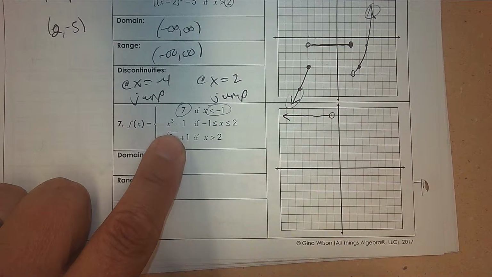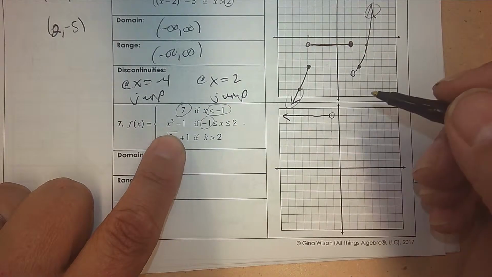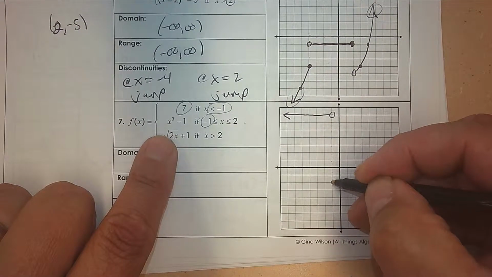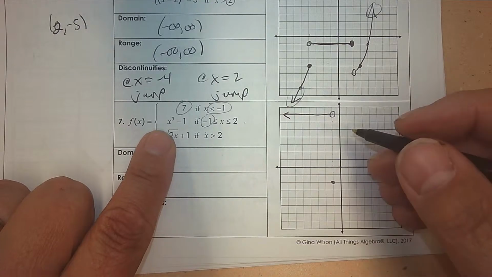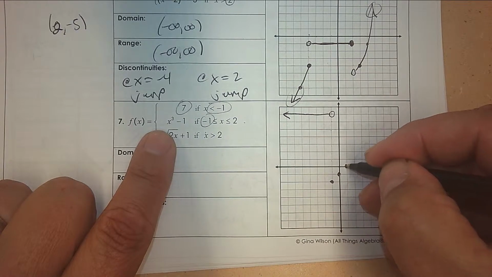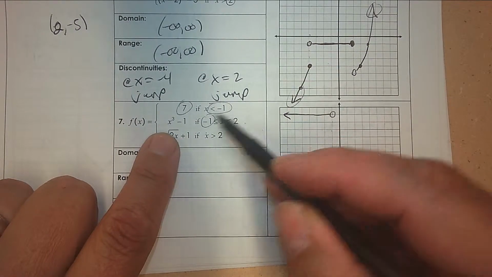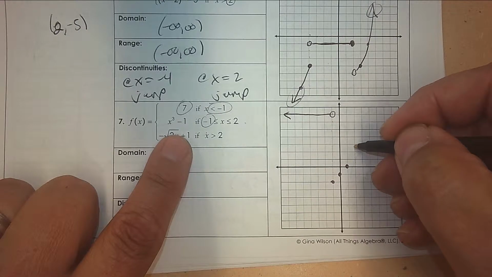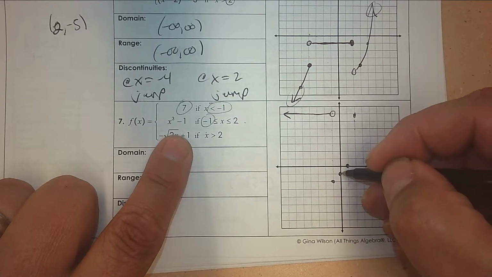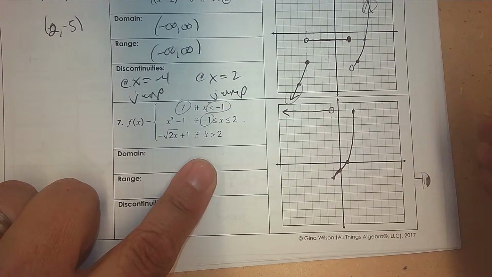Next, it's a cube function from negative 1 to 2. So I'm going to plug in negative 1, and I get the answer negative 2. It's a point. If I plug in 0, I get negative 1. If I plug in 1, I get 0. If I plug in 2, I get 8 take away 1, which is 7. And that's going to be a point. So I have it curving up here, ends, and curve here, and it ends.